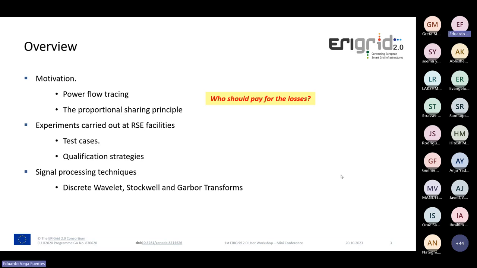During our 2 weeks transnational access at RSE facilities, we carried out 183 experiments over five different network configurations with different sorts of disturbances, and we were capable of gathering high resolution and accurate records of distorted waveforms.